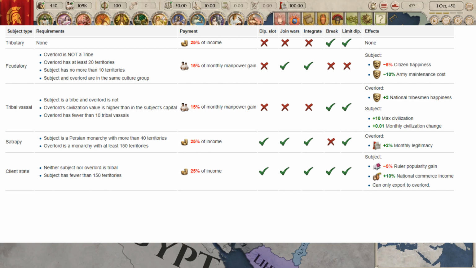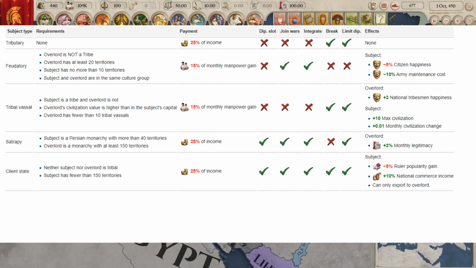Now, where client states really shine is that they can only export to the overlord, which means you, guaranteeing you a stable supply of trade routes and trade goods that cannot be disrupted by foreign wars. You can quite easily create big client states who have access to a multitude of goods, thus enabling you to import pretty much any resource you like, and you can import them all into the capital to gain that bonus for having the surplus of the good in the province capital.